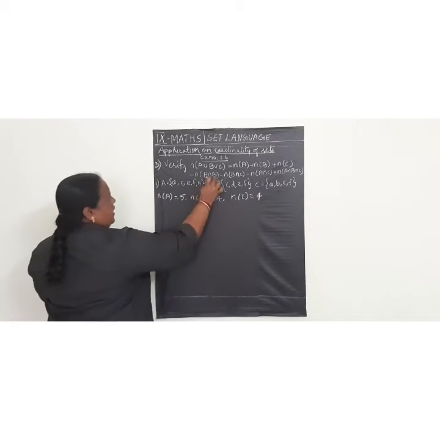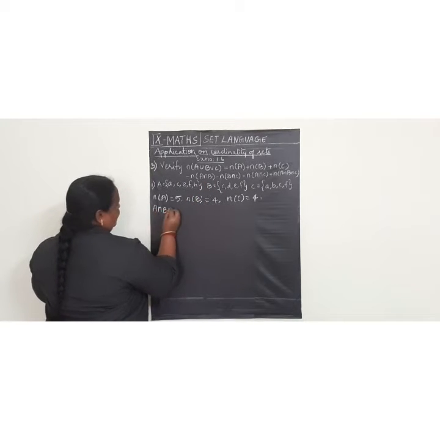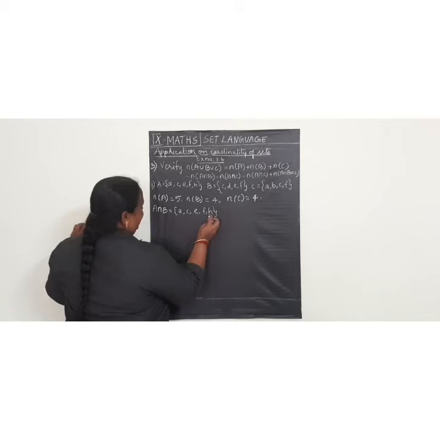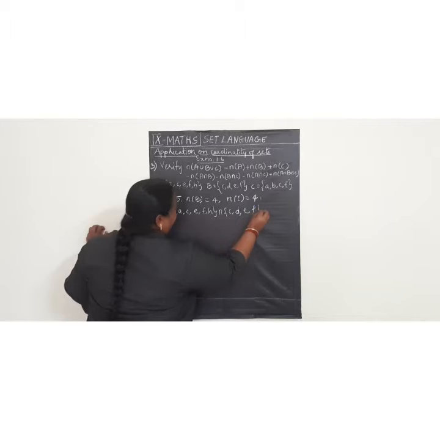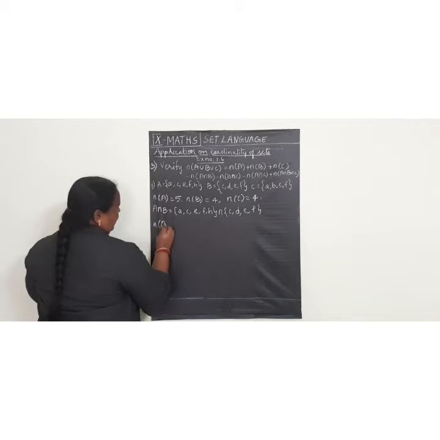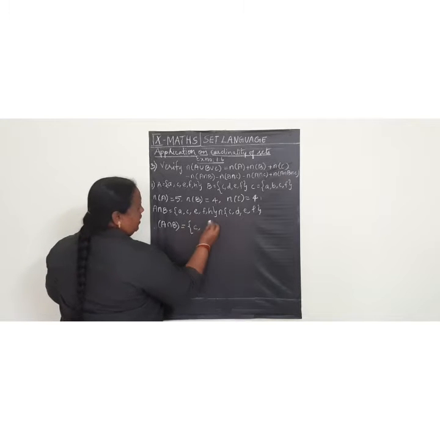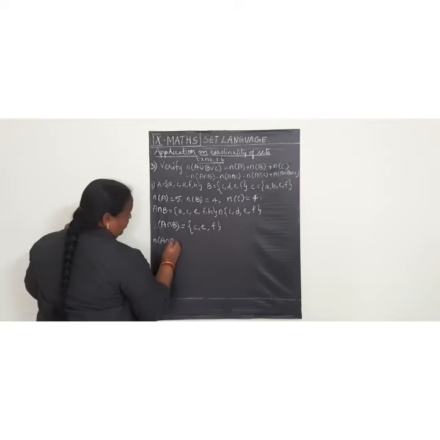Next we have to find A intersection B. A intersection B is equal to {A, C, E, F, H} intersection {C, D, E, F}. Intersection means we have to write the common elements. Common elements are C, E, F. So n of A intersection B is equal to 3.